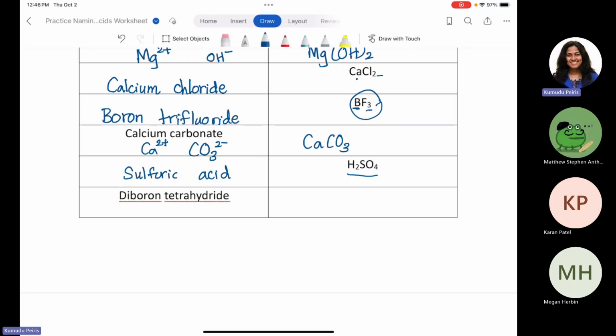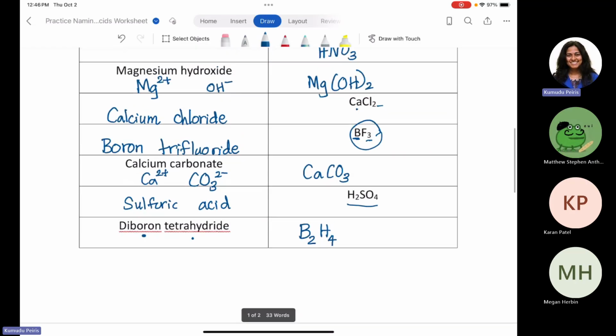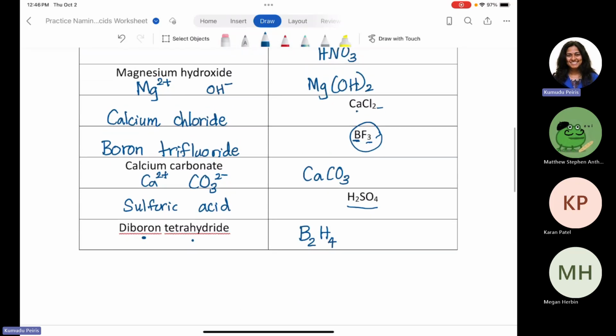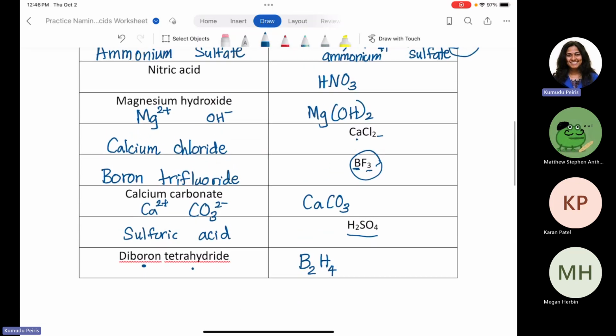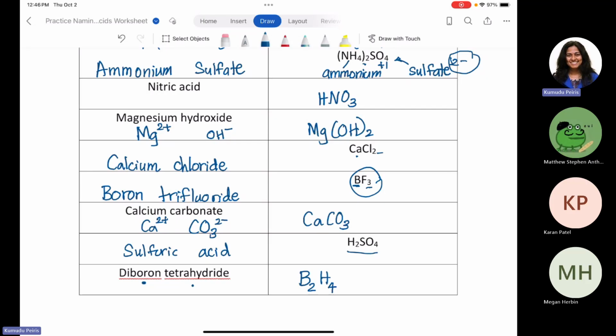Right. Here, the name itself gives you a hint of the formula. Diboron. When it says diboron, we should put the subscripted 2. Tetrahydride. Hydride is here and tetra means 4. That is the formula for diboron tetrahydride. Okay, do you have any questions?